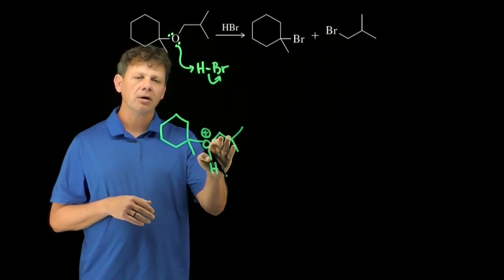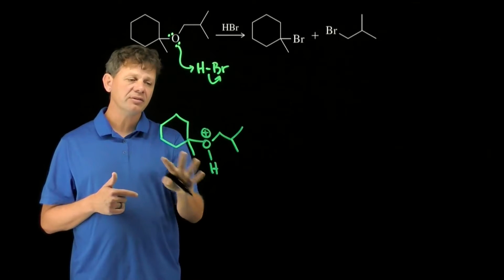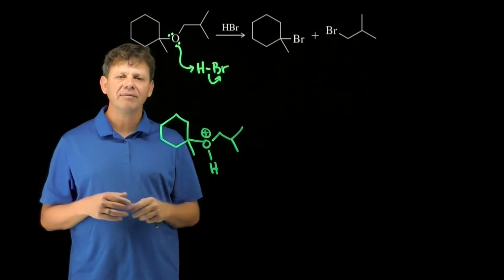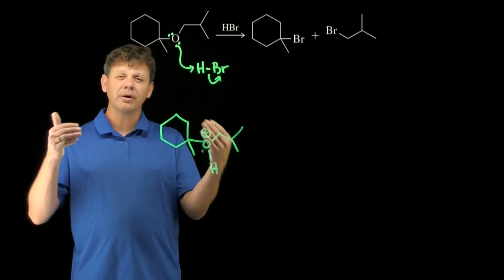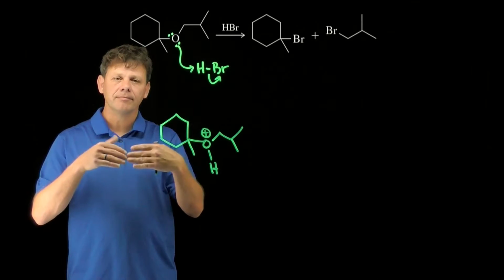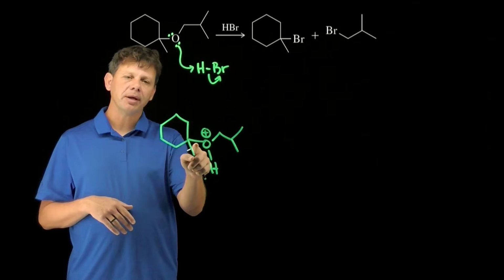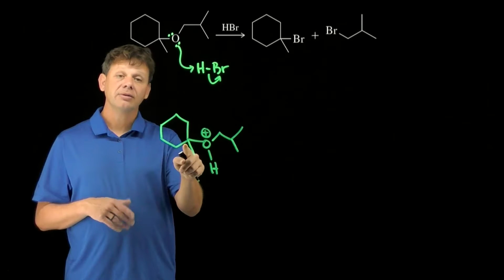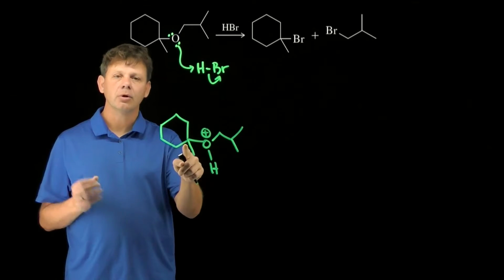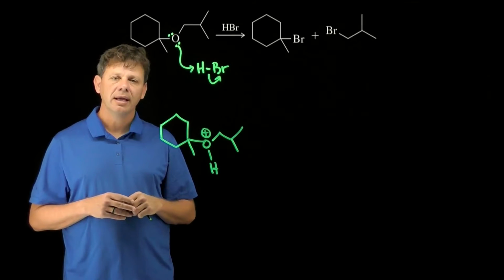Well, if we look at this carbon, it's primary. So if this C-O bond is going to break, if this group is going to leave, it's going to have to do that through an SN2 reaction. SN2 reactions require two molecules to come together. Hold that thought. If this C-O bond breaks on the other side, we're going to be left with a tertiary carbocation. Notice we're not considering SN2 here because you can't do SN2 at tertiary.